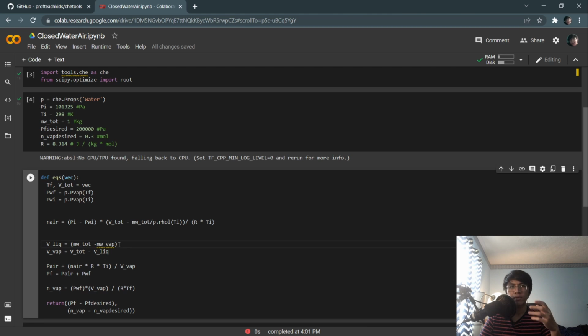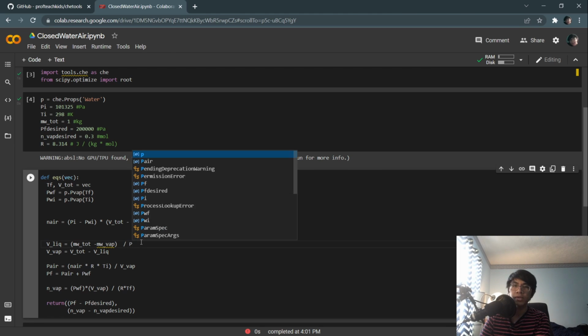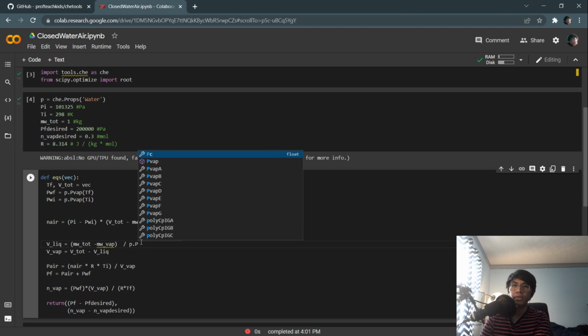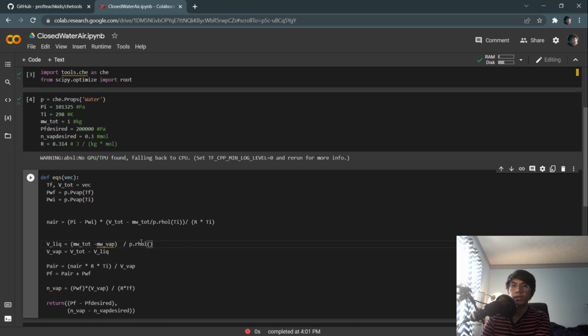So now, some of the water, which was initially 1 kilogram at the start, is now water vapor. And that is our mass of liquid. We said that was over density. Mass over density equals our volume. Again, using the P object. I believe I explained this before, but in case I didn't, it just calls the properties that we are using.